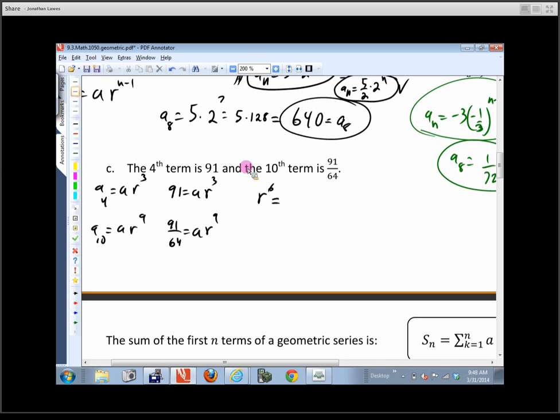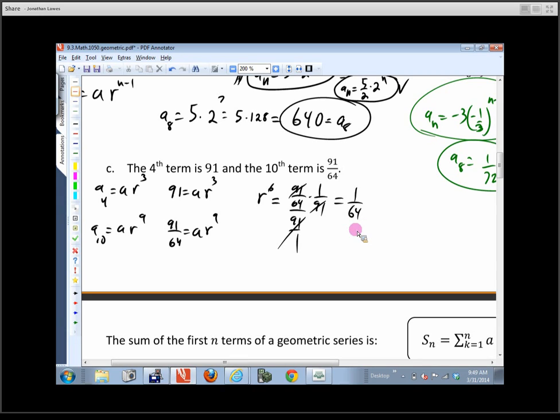And if you want to notice, if I did 10 minus 4 to get the 6th, I'm going to do this divided by that. So I'm going to get 91/64 divided by 91. Make that a fraction. Flip that over. Cancel this off. This is 1/64. Everybody good with that?